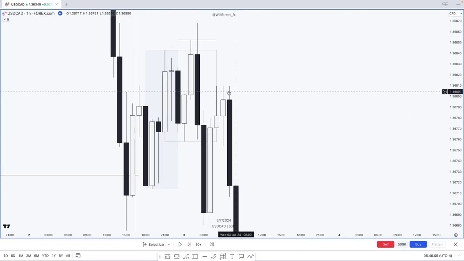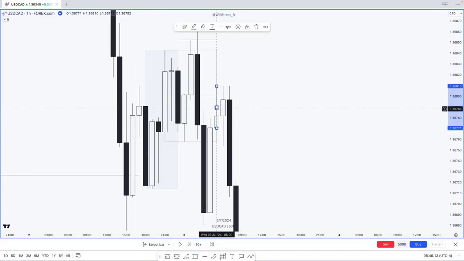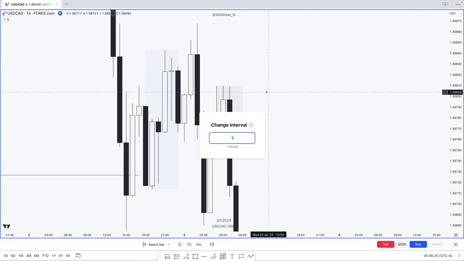And what do we see? What is this? A new range, aiming the liquidity, meaning this is a pending up.